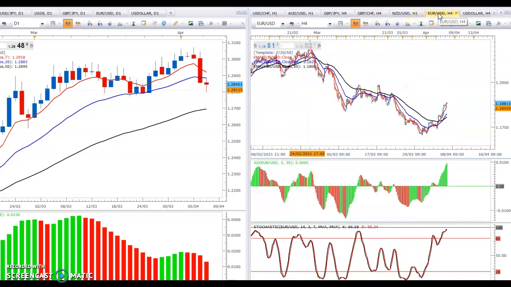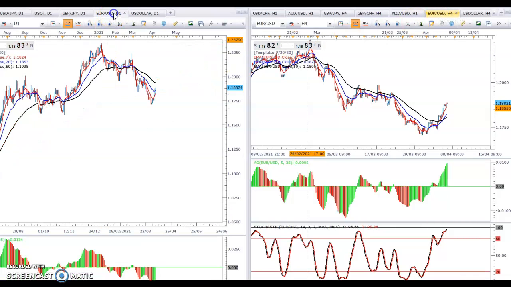The euro dollar is doing the opposite. Let me show you the euro dollar on the daily, which is now on your left. You can see that it's in a downtrend. Red below blue, below black. Anything below the 50-day moving average is weak.